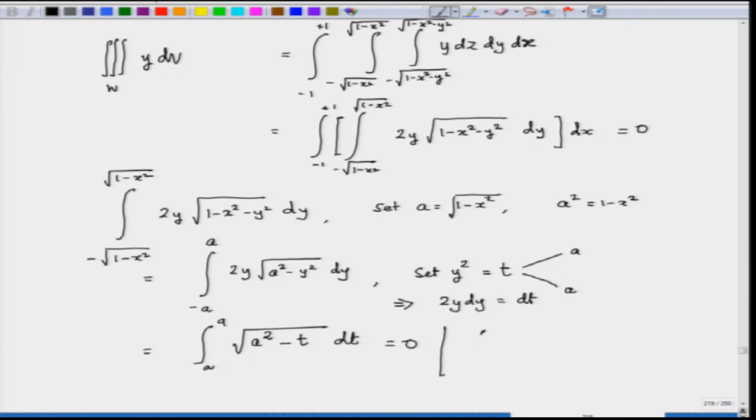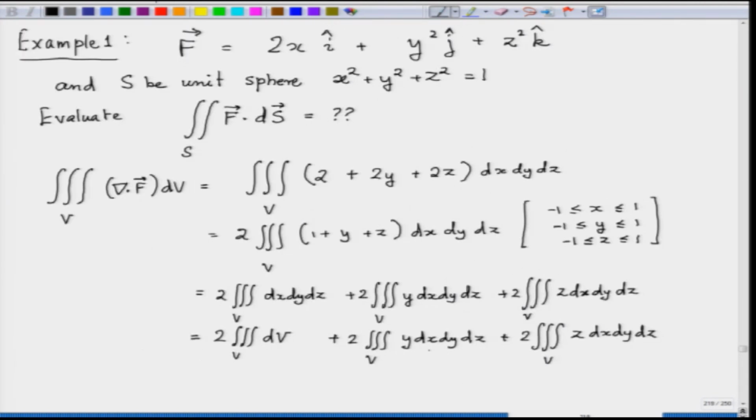So, this is the important thing, that the integral of y dv is 0, and by symmetry we know z dv is also 0. So, once you know that, these two parts are 0. So, this is nothing but 2 times integral dv. And what is this? It is a sphere, so 2 times 4/3 pi r cube, where r is 1. So, the answer is 8 pi by 3. So, that is the answer of the surface integral.